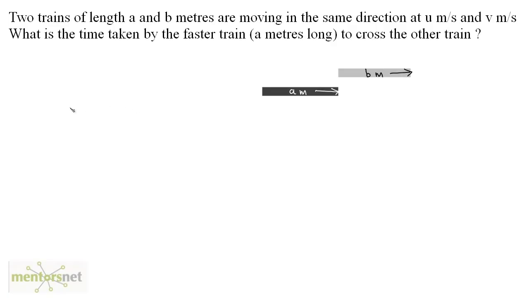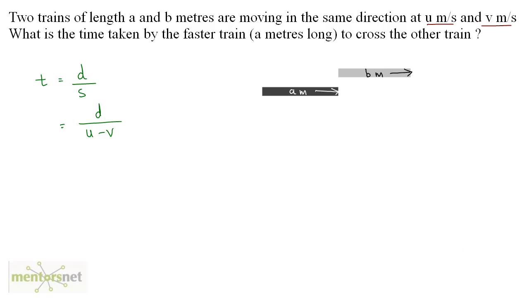Now this question also gives you a similar situation. You have two trains of length A and B which are moving in the same direction at u meters per second and v meters per second speed. What is the time taken by the faster train, which is this black one, A meters long, to cross the other train? Well, let us write the formula for time, which is distance upon speed. What is the speed? These two objects are traveling in the same direction. Well, the relative speed will be the faster train speed minus the slower train speed, which is u minus v. So u minus v is the relative speed.